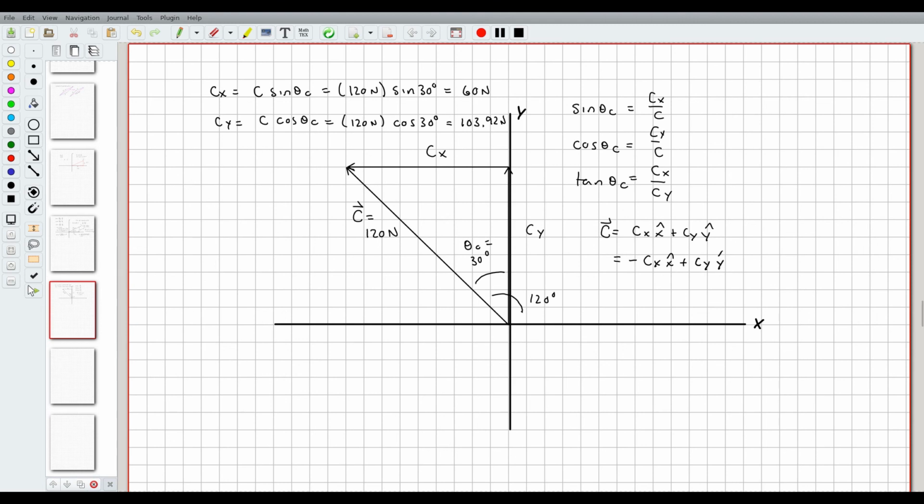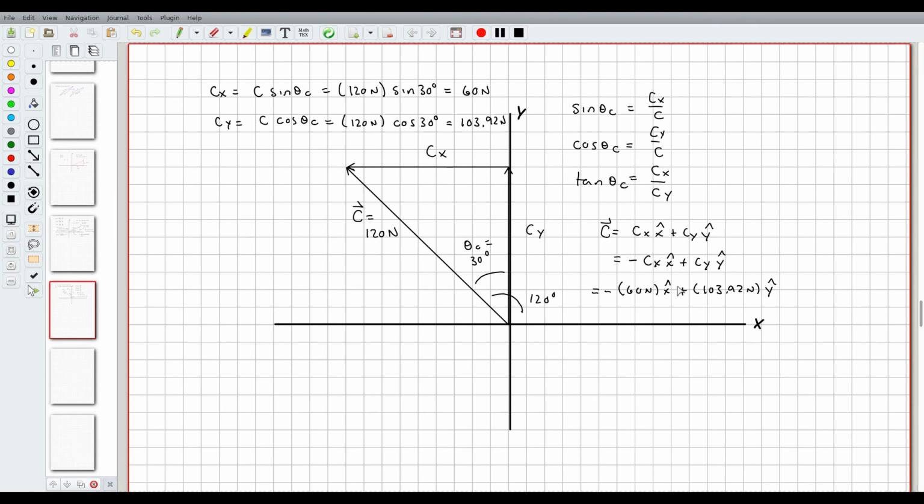Vectors, negatives mean things. They have a directional part. Negative means down the negative direction. So the way you would express this would be minus 60 newtons x hat plus 103.92 newtons y hat.